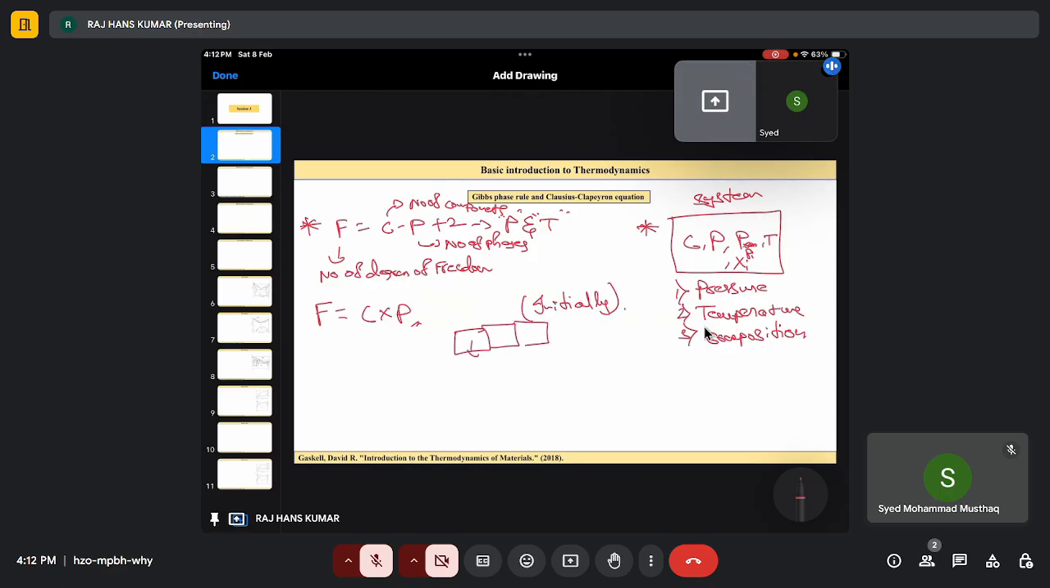Suppose I'm talking about phase P1. It has components, C, right? Every phase has C components. For example, if we take all the phases, every phase has C components, right? So P1 is a phase, and it has C number of components.